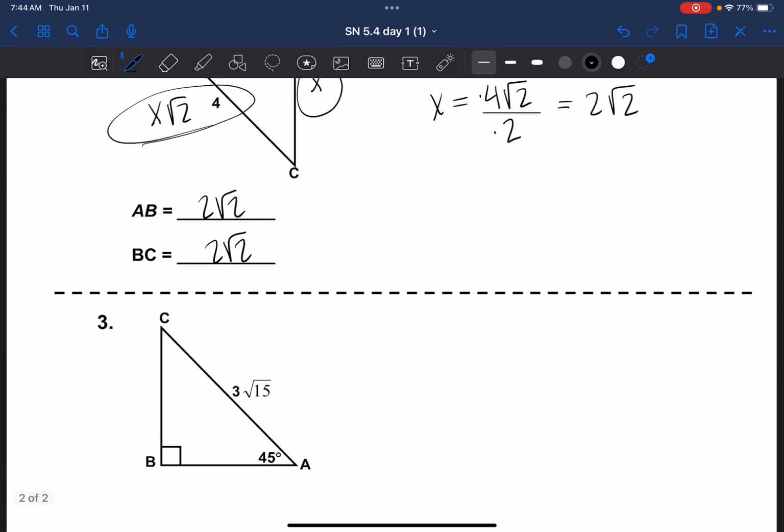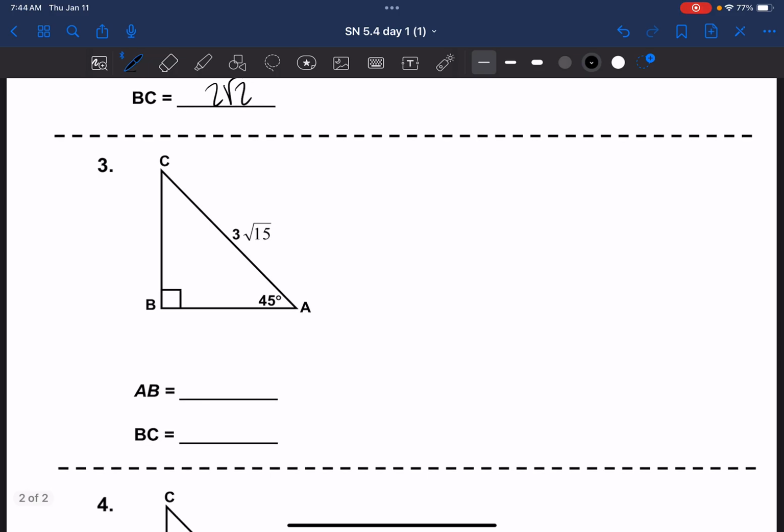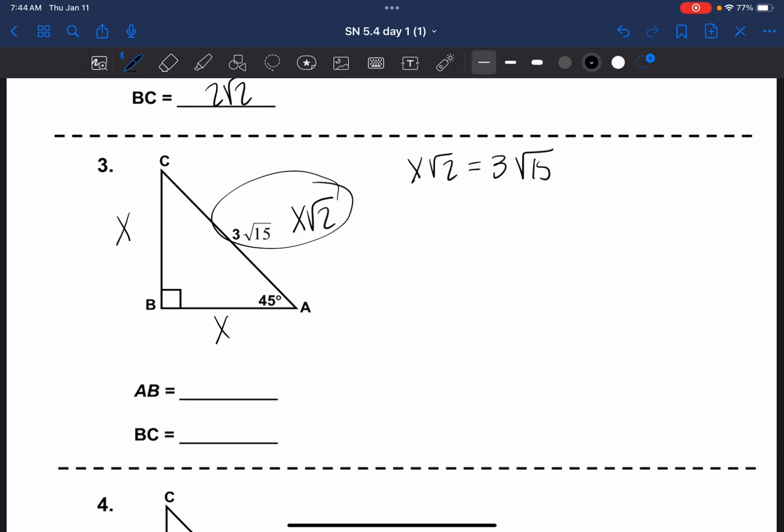All right, let's look at another example. Again, the first thing we should do is label our sides. So I have x and x for my legs, and x square root of 2 for the hypotenuse. So again, we were given the hypotenuse, meaning that x square root of 2 must be equal to 3 square root of 15, and I just need to solve for x. So to get rid of that square root of 2, we have to divide both sides, but we still have to rationalize the denominator.